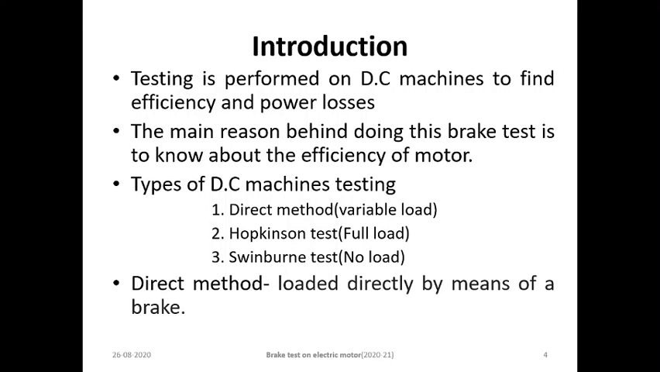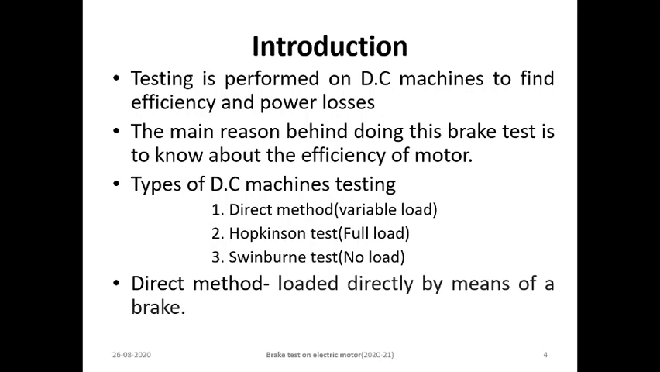We have three types of testing methods of DC machines. There are direct method, Hopkinson test, and Swinburne test. In direct method, we use variable load for testing the motor, and in direct method, the load is directly acted by means of the brake. I'll be explaining the direct method in the further slides.